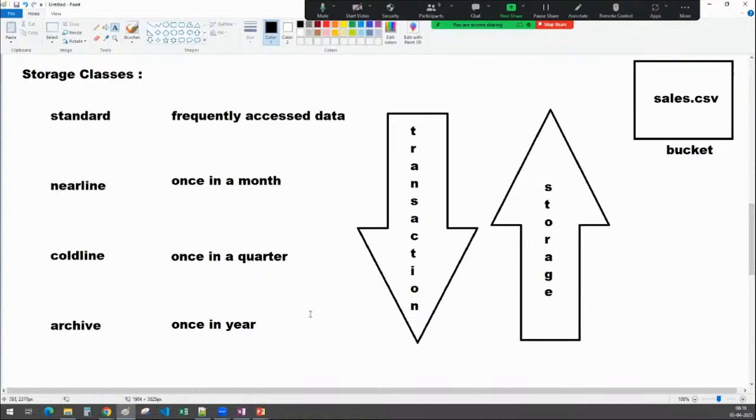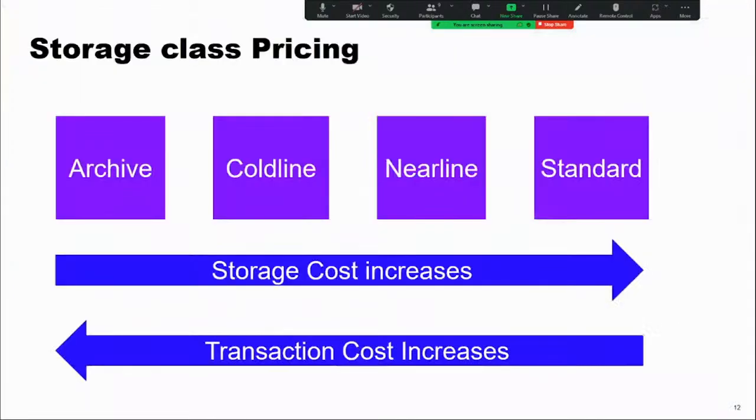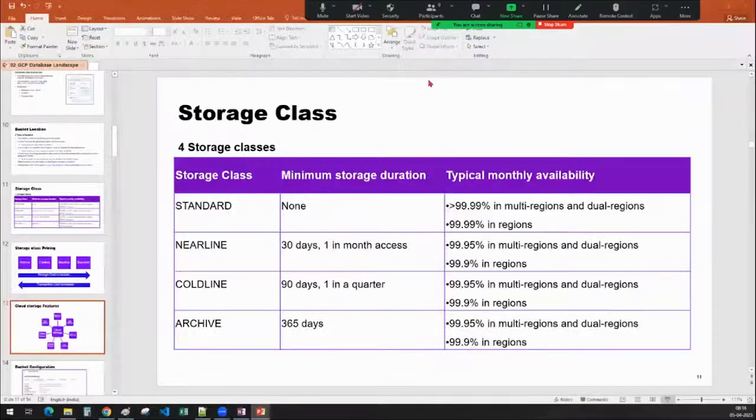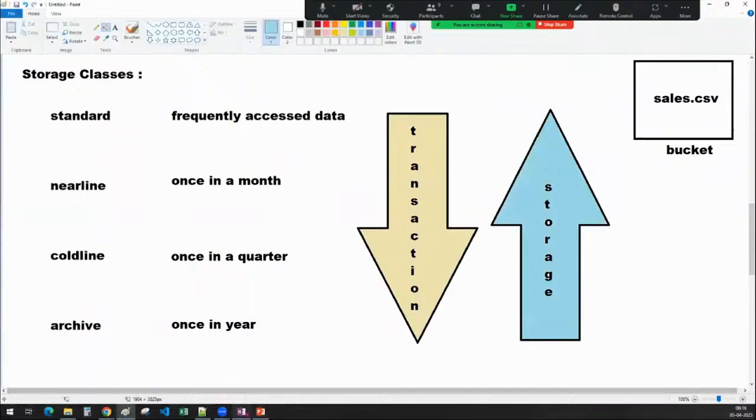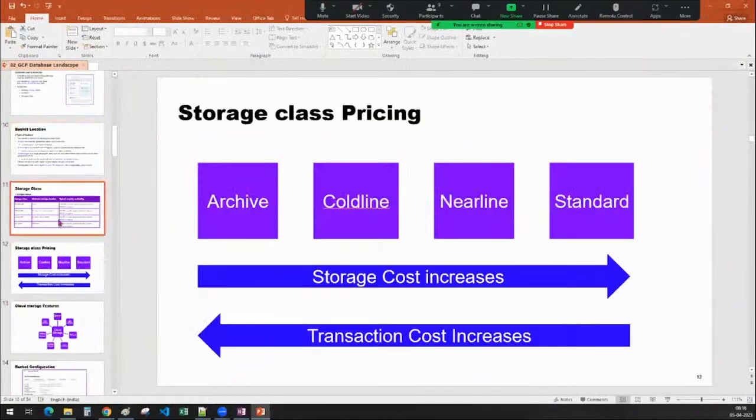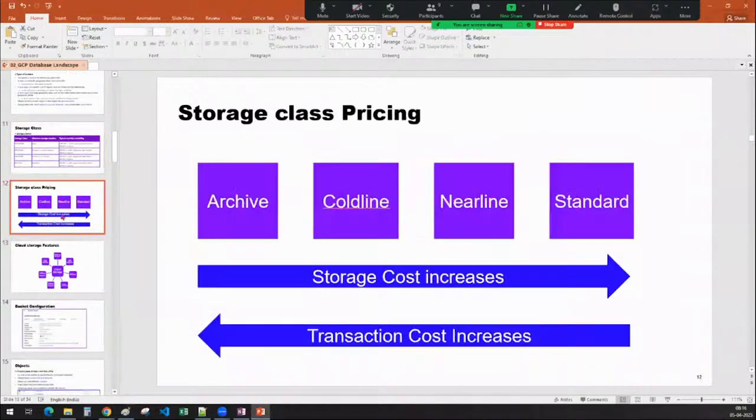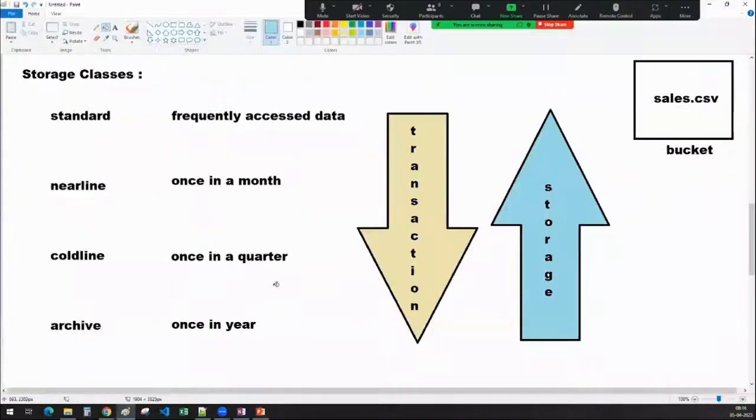This is the benefit that you are going to get, guys. One is transaction cost, one more is storage cost. Transaction cost will be very high for the archival storage class, and storage cost will be very high for the standard storage class. This is something that you have to understand. Any questions on this one? Okay, some more things are also there. I guess that's it about storage classes.